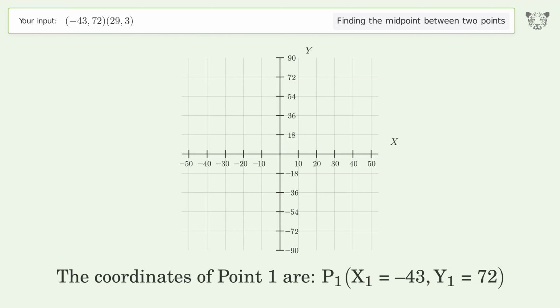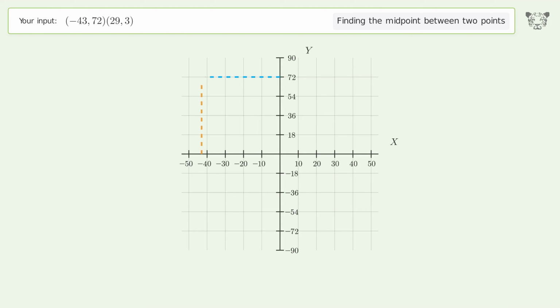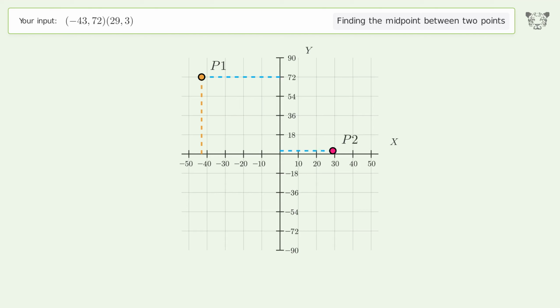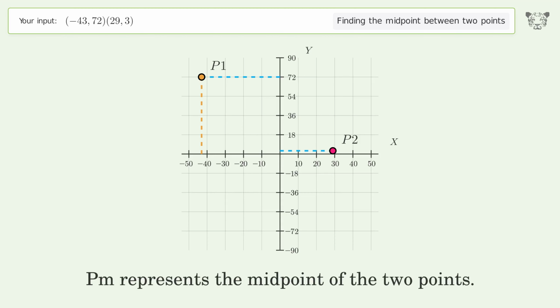The coordinates of point 1 are, x1 equals -43, y1 equals 72. The coordinates of point 2 are, x2 equals 29, y2 equals 3. PM represents the midpoint of the 2 points.